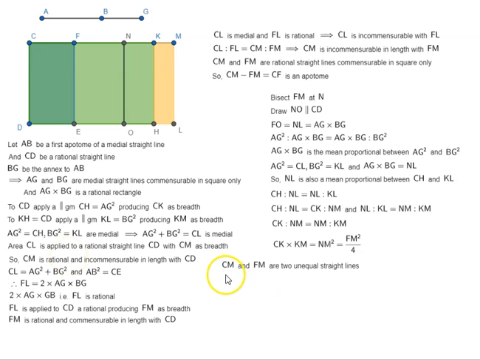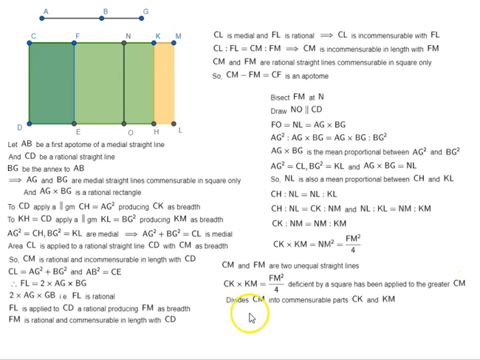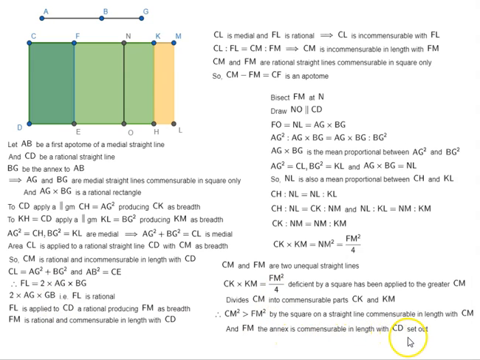So now we have CM and FM are two unequal straight lines. CK by KM is equal to FM square by 4, deficient by a square, has been applied to the greater CM, and that divides CM into commensurable parts CK and KM. Therefore, CM square is greater than FM square by the square on a straight line commensurable in length with CM, and FM, the annex, is commensurable in length with CD set out. So we can say CM minus FM, which is equal to CF, is a second apotome, which is what we had to prove. So that is proposition number 98 of book 10 of Euclid's Elements.